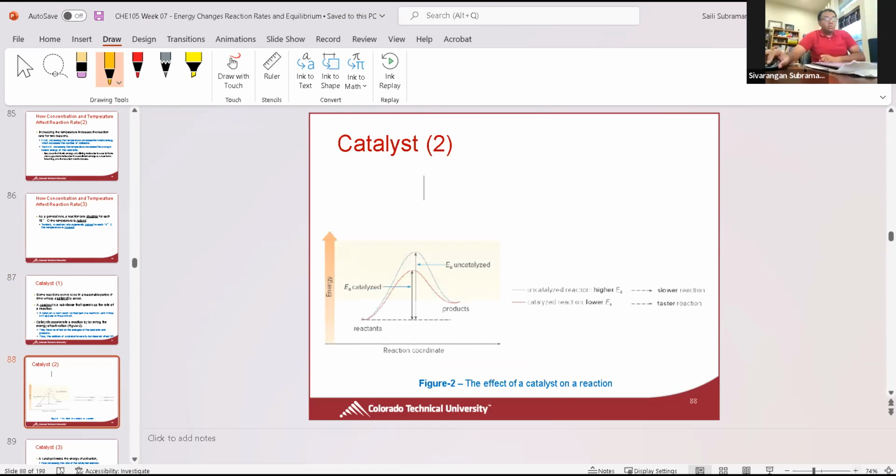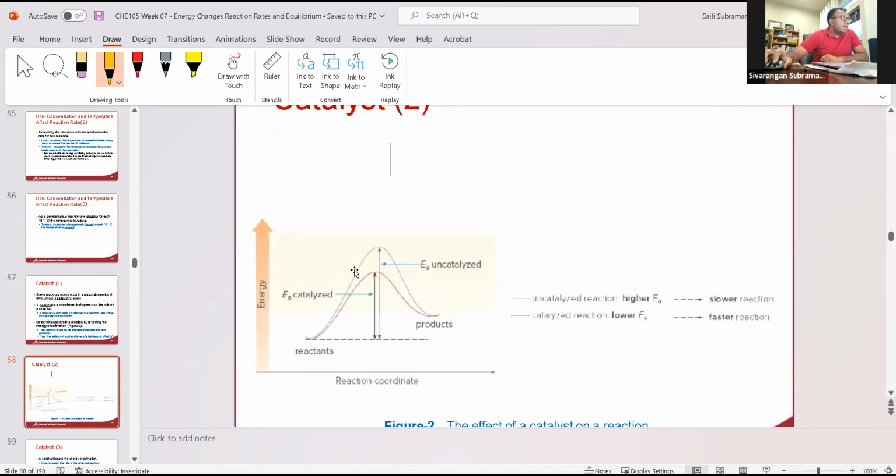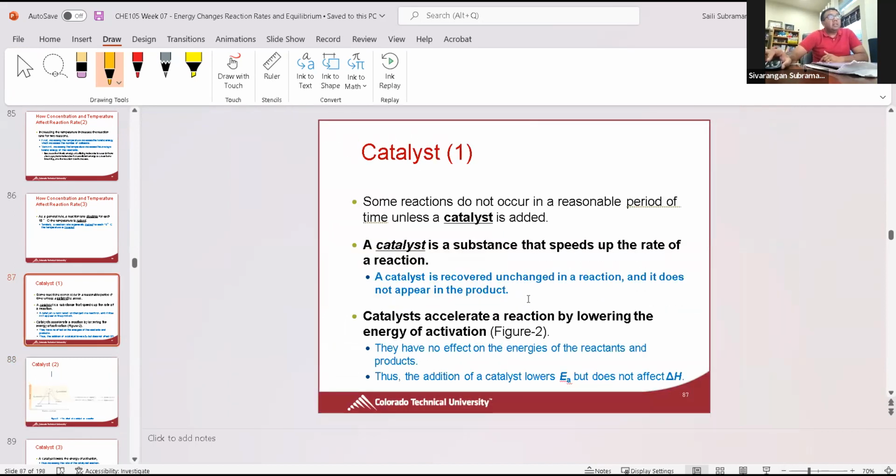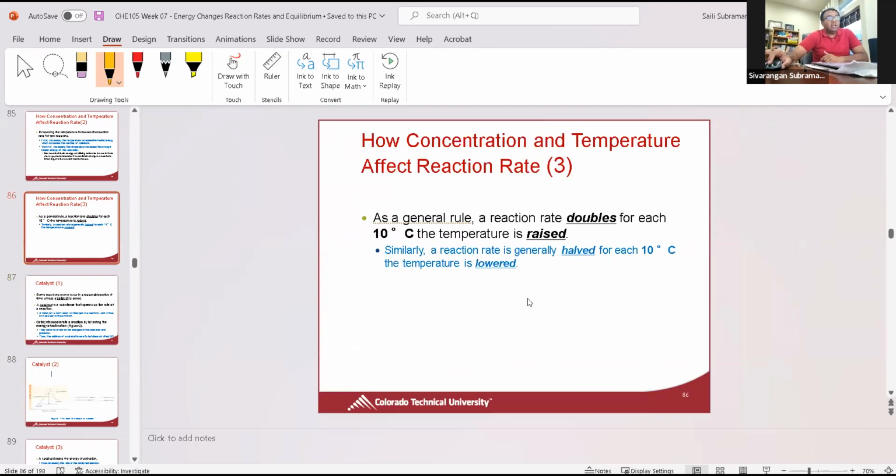So if you pay close attention here, you will see that this blue graph is basically the reaction without the catalyst. That's why it's called EA uncatalyzed. This lower one is EA catalyzed, and what that means is that because you add that catalyst, you are dropping the energy of activation, and as a result, you're getting a faster reaction compared to the uncatalyzed one. Okay, so that's the basic concept and premise of a catalyst. It basically lowers the energy of activation and speeds up the reaction.